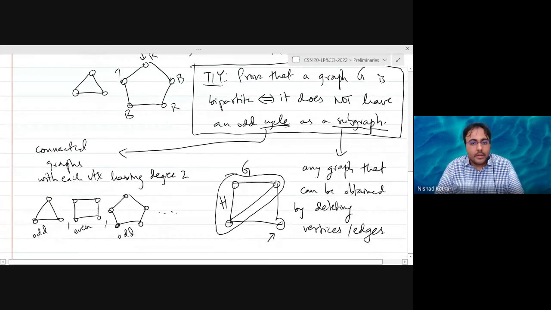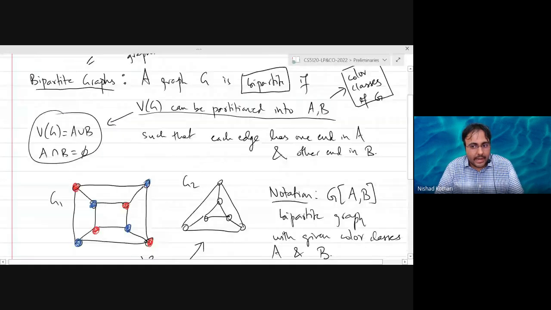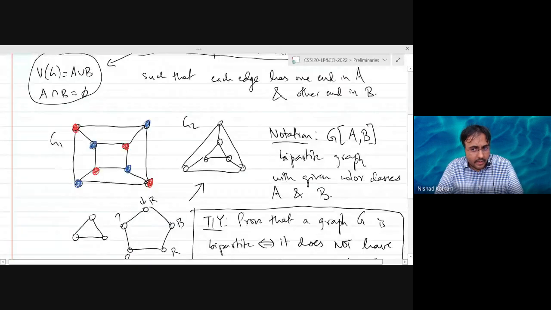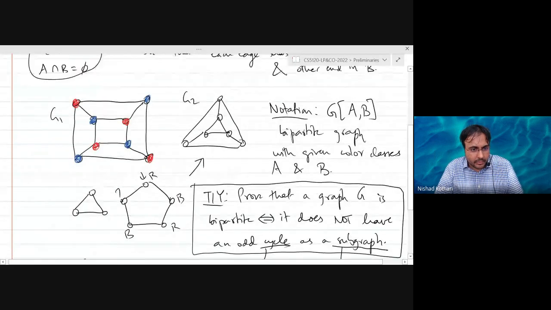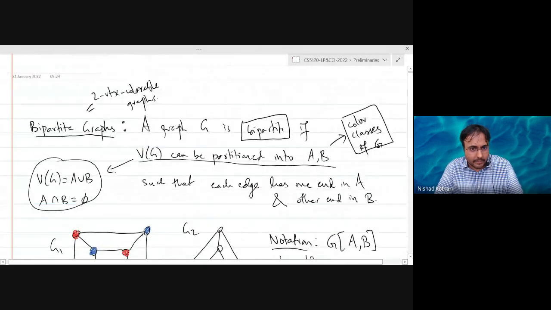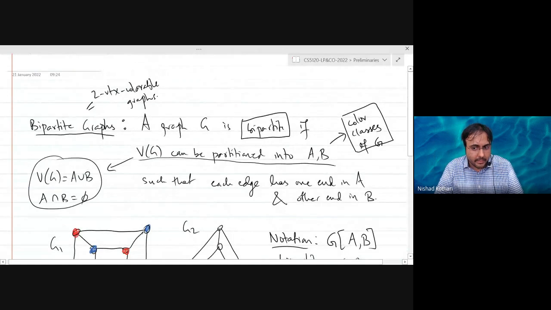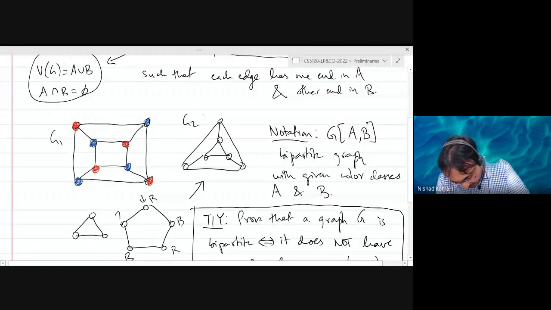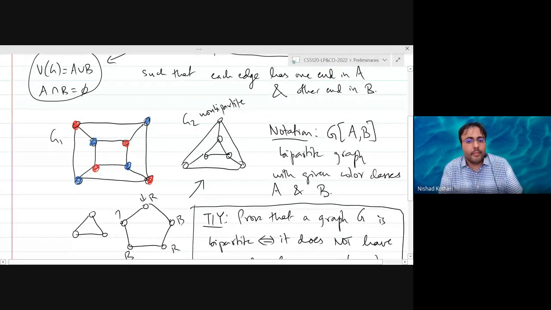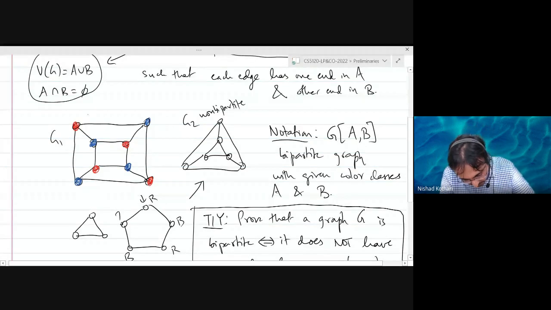Good. So that's the characterization of bipartite graphs that is worth knowing. We might even find it useful in some later assignment problems or in the course material. And that is also the reason this graph is non-bipartite.